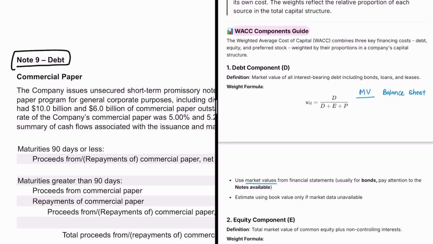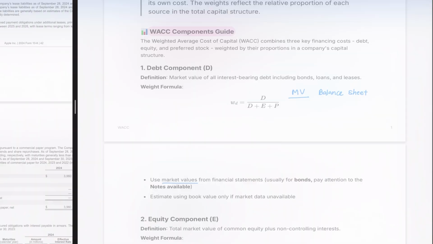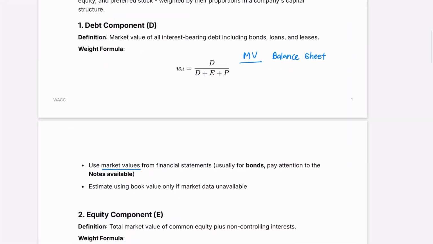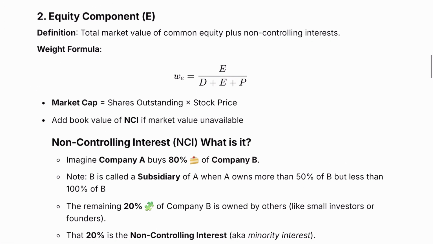If we cannot find the market value, we sometimes use the book value as an approximation. So this is for finding that component. Now let's move to the equity component. The equity component is actually the total market value of common equity plus non-controlling interests. Let's look at them one by one.